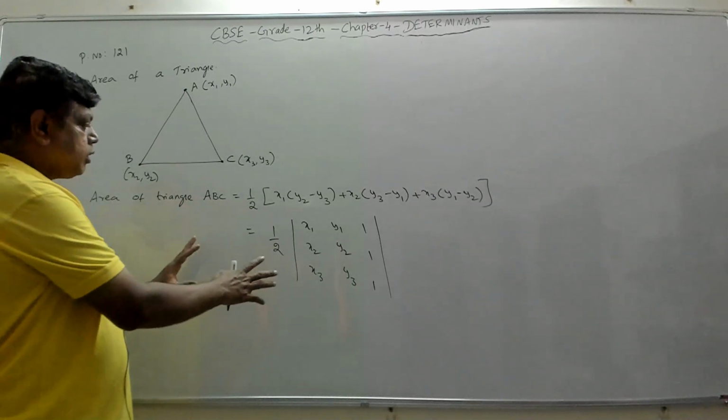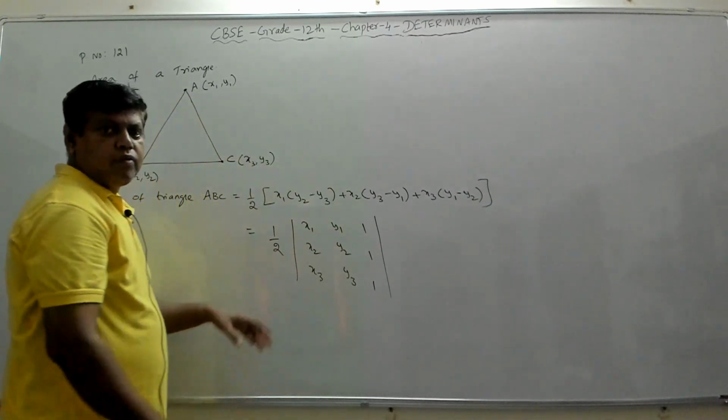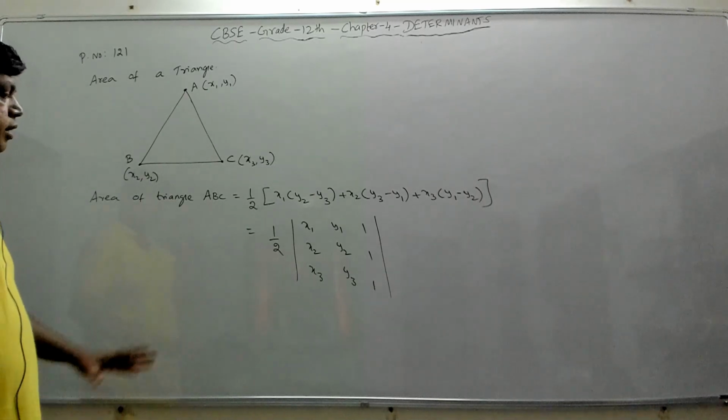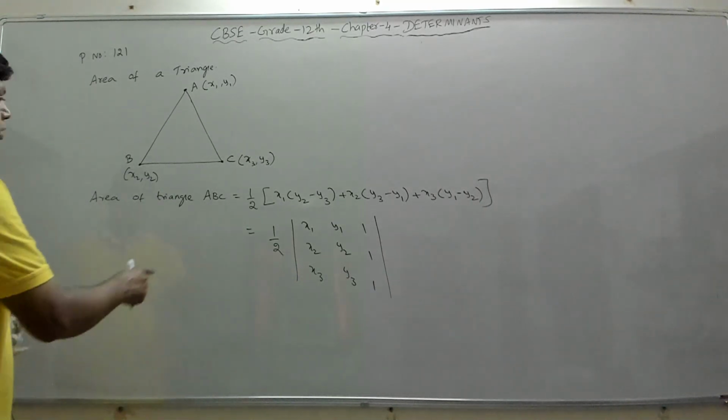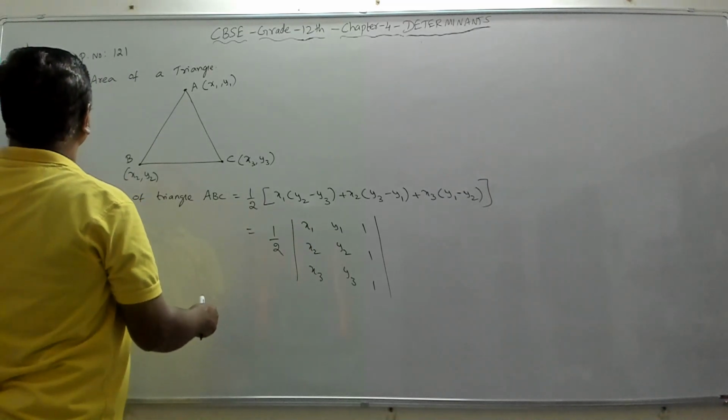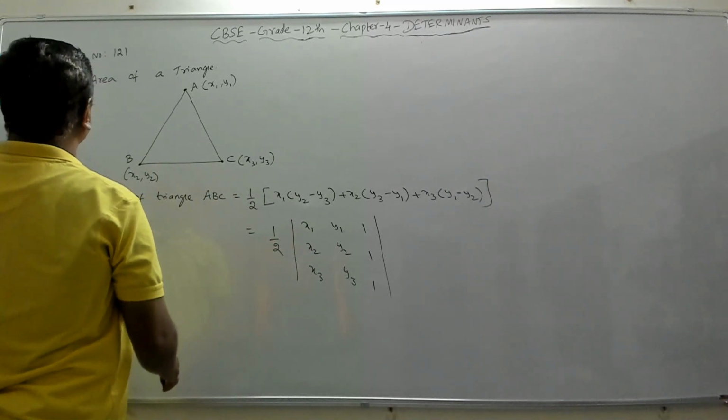So this is what we will use. We will use the determinant to find the area of the triangle. Fine. So all of you can pause the video and take the notes. I will go to example 17, which uses this formula to find the area of the triangle.